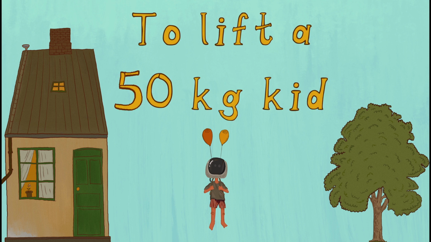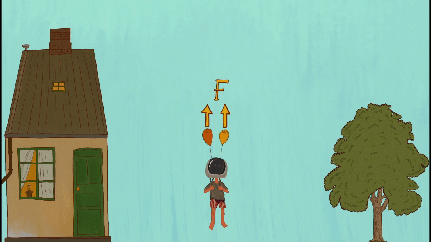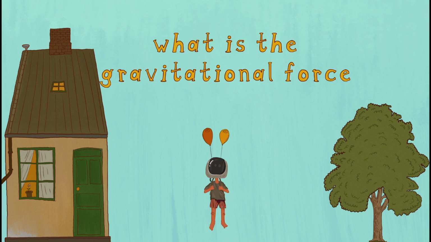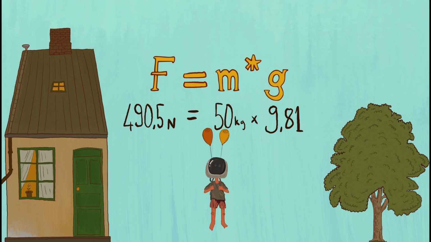To lift a 50-kilogram kid using helium-filled balloons, we must calculate the buoyant force exerted by the balloons, which must overcome the force of gravity pulling the kid downward. First, let's see what the gravitational force is. In this formula, the mass of the kid is 50 kilograms and g is 9.81, which makes 490.5 newtons.